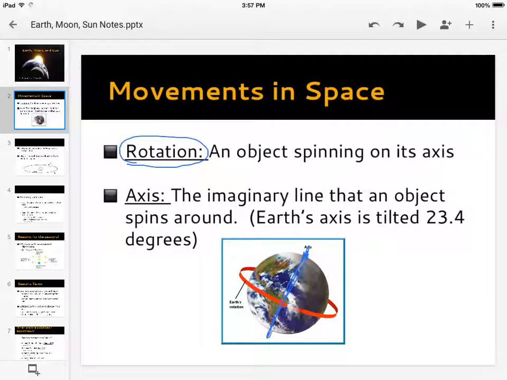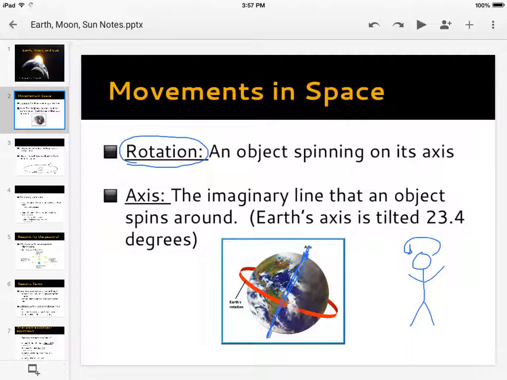So if you picture a skateboarder or a snowboarder or a figure skater doing a trick, you're going to spin around in a circle. That's rotation. And if you go all the way around once, that's 360 degrees.